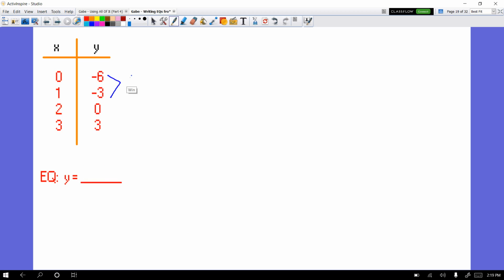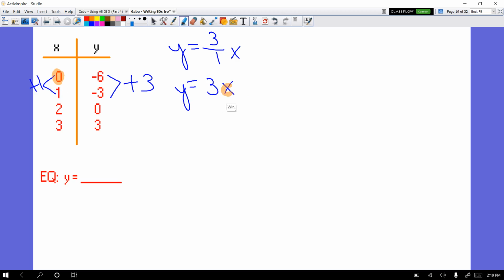Okay, so this is increasing by 3, increasing by 1. So that's y equals 3 over 1x, or just y equals 3x. I'm going to take 0 as an x value, plug it in for x. 3 times 0 is 0. It should be negative 6. How do I go from 0 to negative 6? Minus 6.